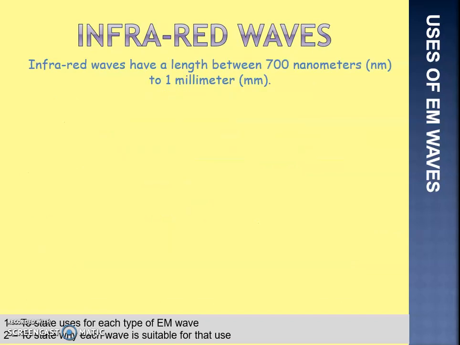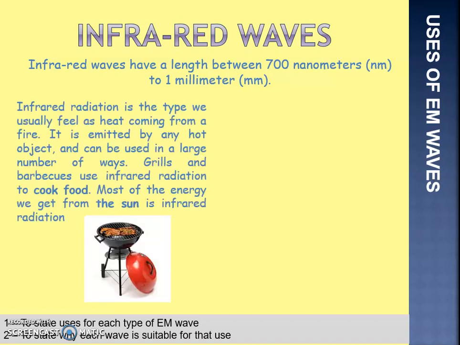Next wave are infrared waves. Infrared waves are between 700 nanometers to a millimeter. Uses of infrared waves would be: it's the type of radiation we normally feel as heat coming from a fire. Infrared is emitted by any hot object and can be used in loads of different ways.